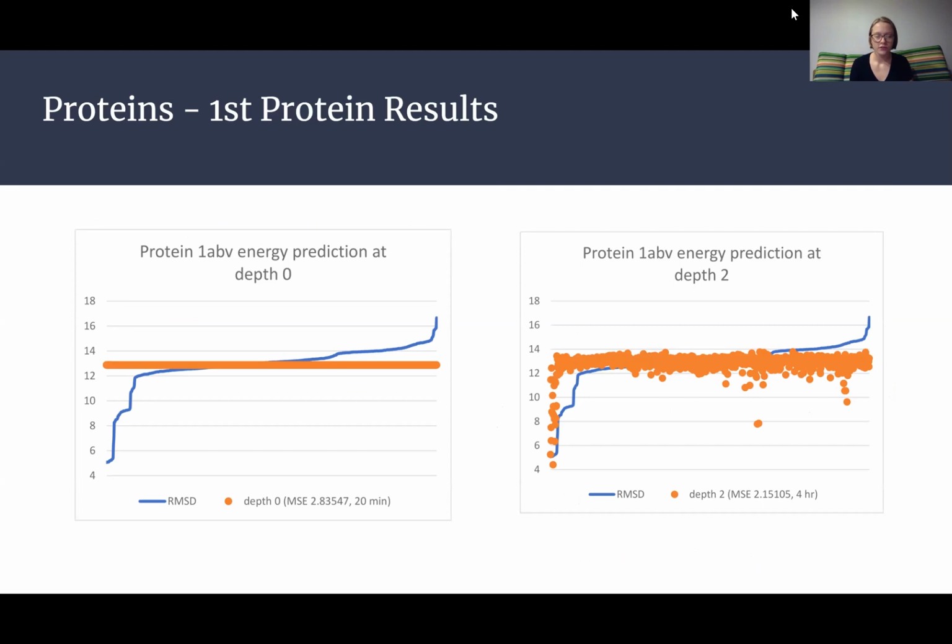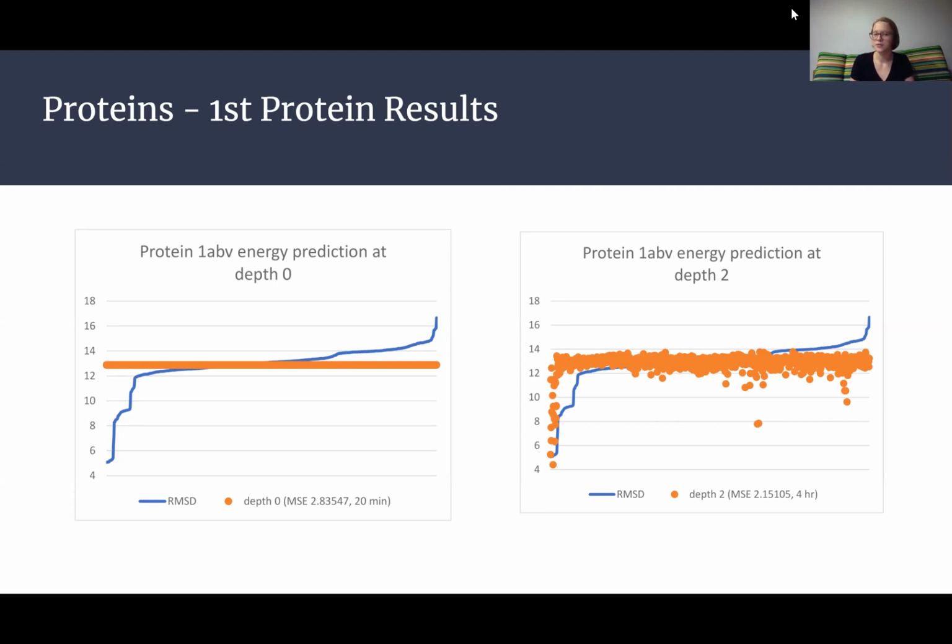So here we have the results of running our algorithm with this data set. What you see in orange is what our algorithm predicted, and what you see in blue is the actual function that we're trying to approximate. On the left here, we have our prediction at depth 0, and you can see that the function we're trying to approximate goes up kind of continuously, and our approximation is just a flat line. So this is not a great approximation.